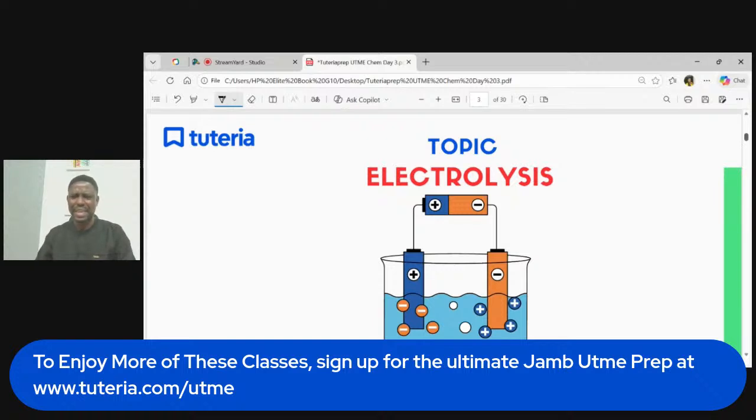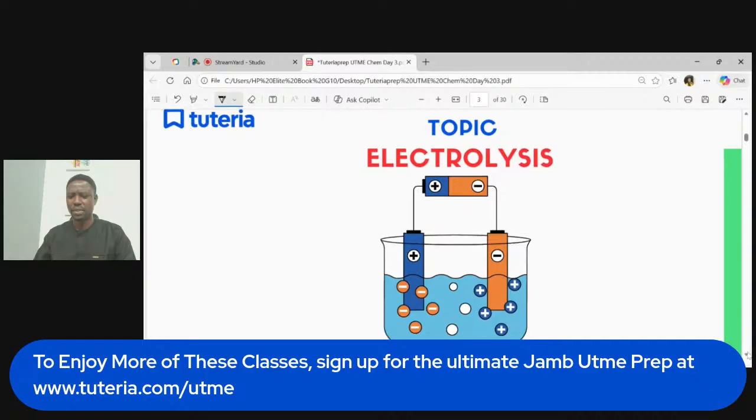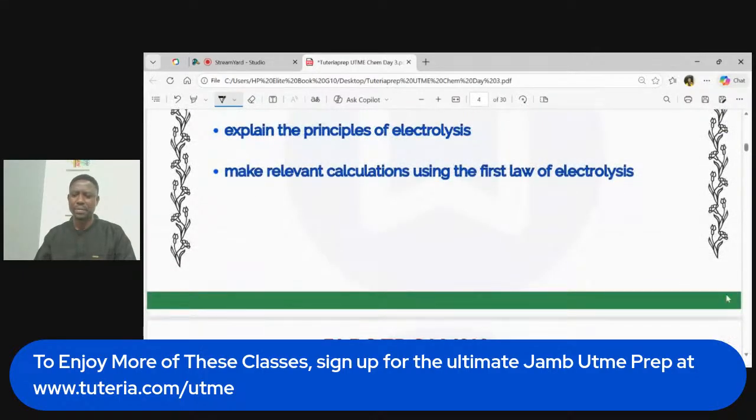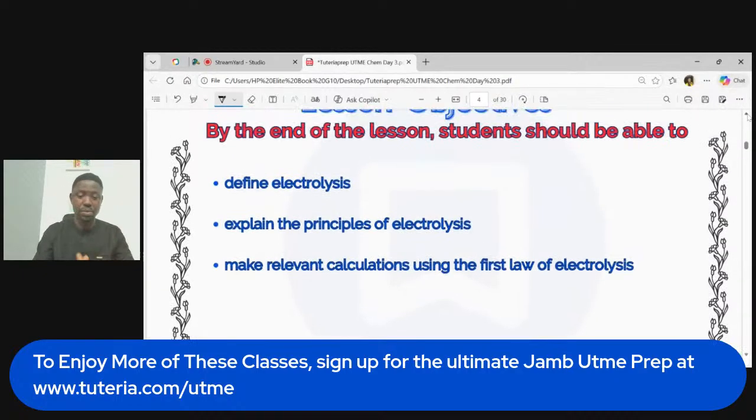When you look at electrolysis, let's start from the definition. The first thing we're going to do is define electrolysis. After that, we will learn how to explain the principles of electrolysis. Then we'll make some relevant calculations using the first law of electrolysis. This is just the scheme that we are intending to cover in this class.